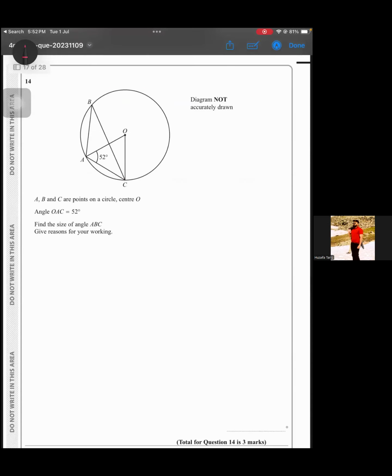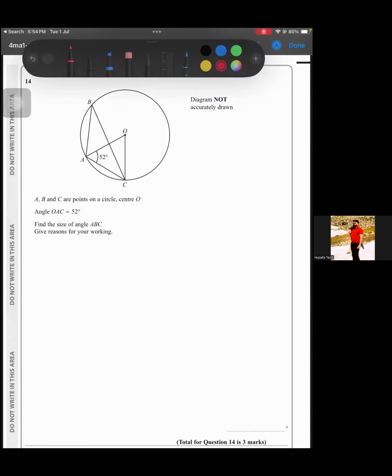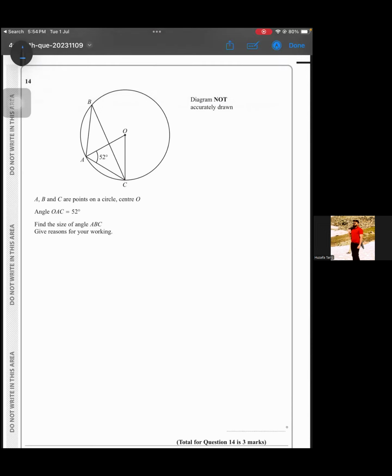That will be your answer. Question number 14. We know that these two are the radius basically, and this is also equal to 52 degrees. If we need to find this value, which is basically x over here, the sum of interior angles of a triangle is equal to 180 degrees. So x equals 180 minus 104, which is basically equal to 76 degrees.